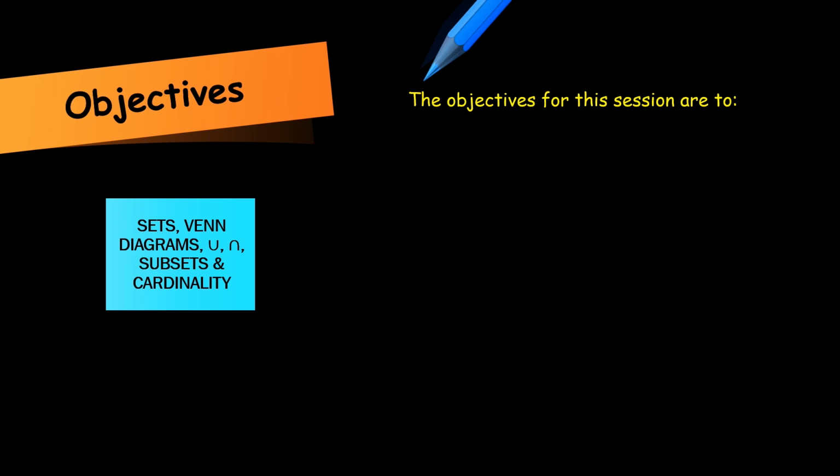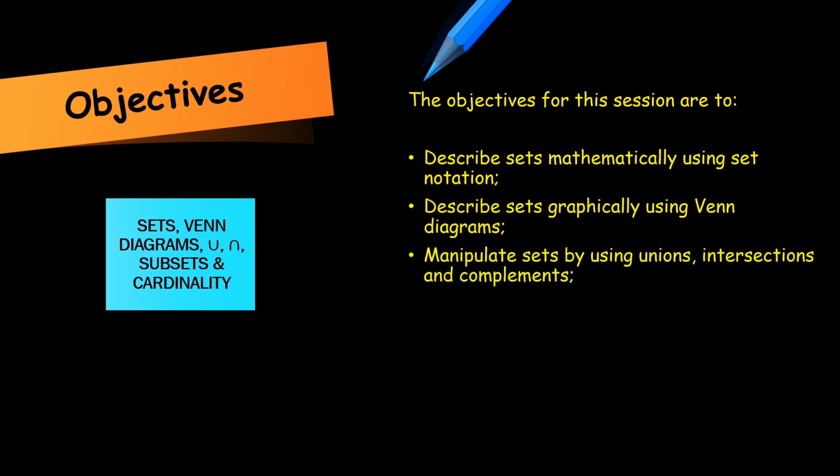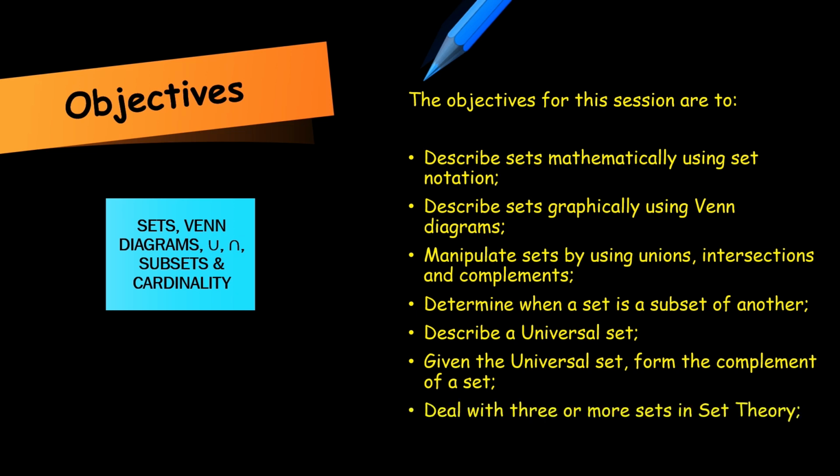The objectives for this session are to describe sets mathematically using set notation, describe sets graphically using Venn diagrams, manipulate sets by using unions, intersections, and complements, determine when a set is a subset of another, describe a universal set, given the universal set, form the complement of a set, deal with three or more sets in set theory, and specify the cardinality of sets and subsets.